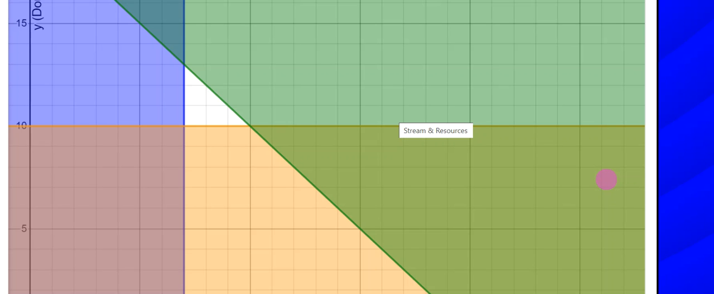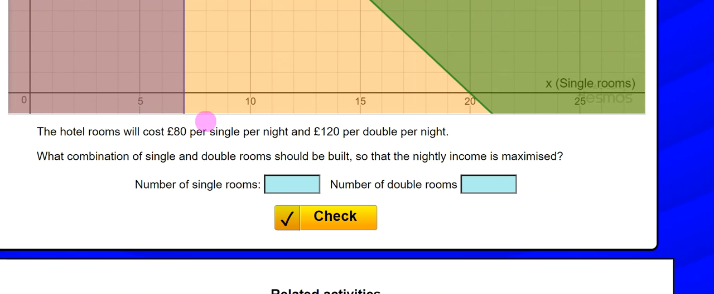Okay. Does that make sense? It's not hard, right? Logical reasoning, put it down. All right, what does the question then ask us? The linear question is optimization. The hotel rooms will cost 80 per single per night and 120 per double per night. What combination of singles and doubles should be built? Well, which room has the most impact? Doubles, so the y's this time.